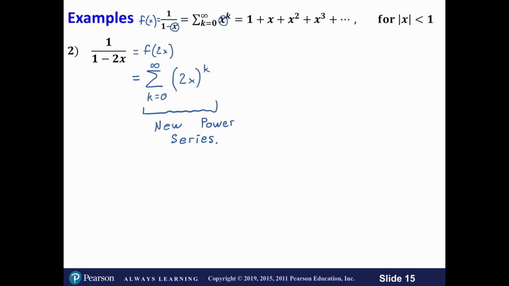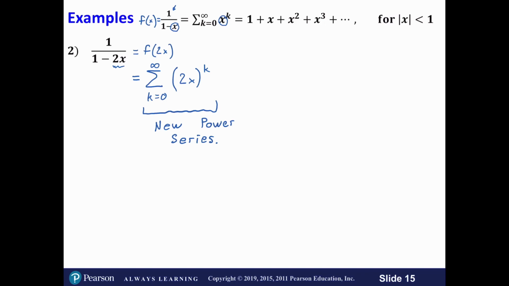Okay, wasn't that easy? All we had to do was notice that the difference from the original function to our new function was that we replaced x with 2x. Okay, the only other thing that we would be asked to consider here is what the new interval of convergence should be.